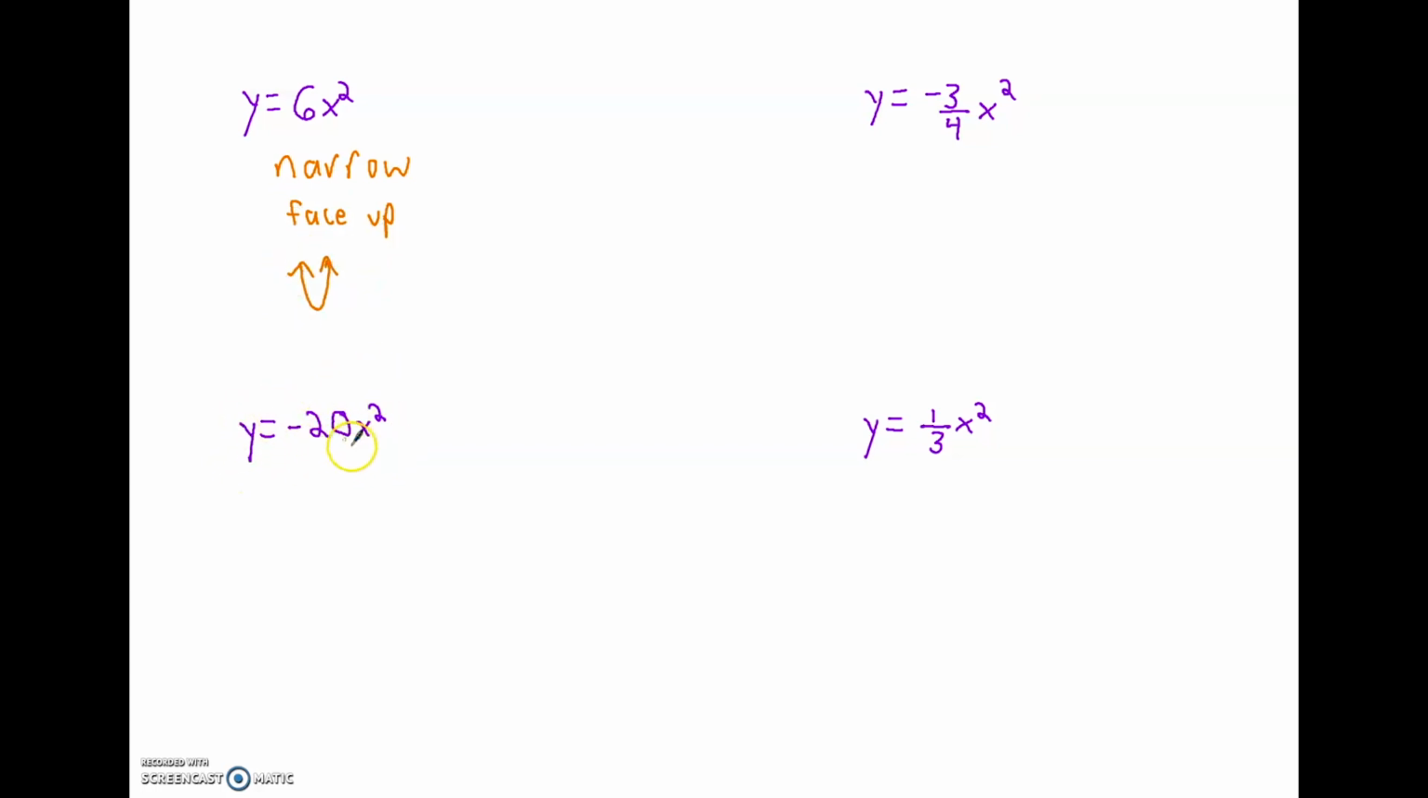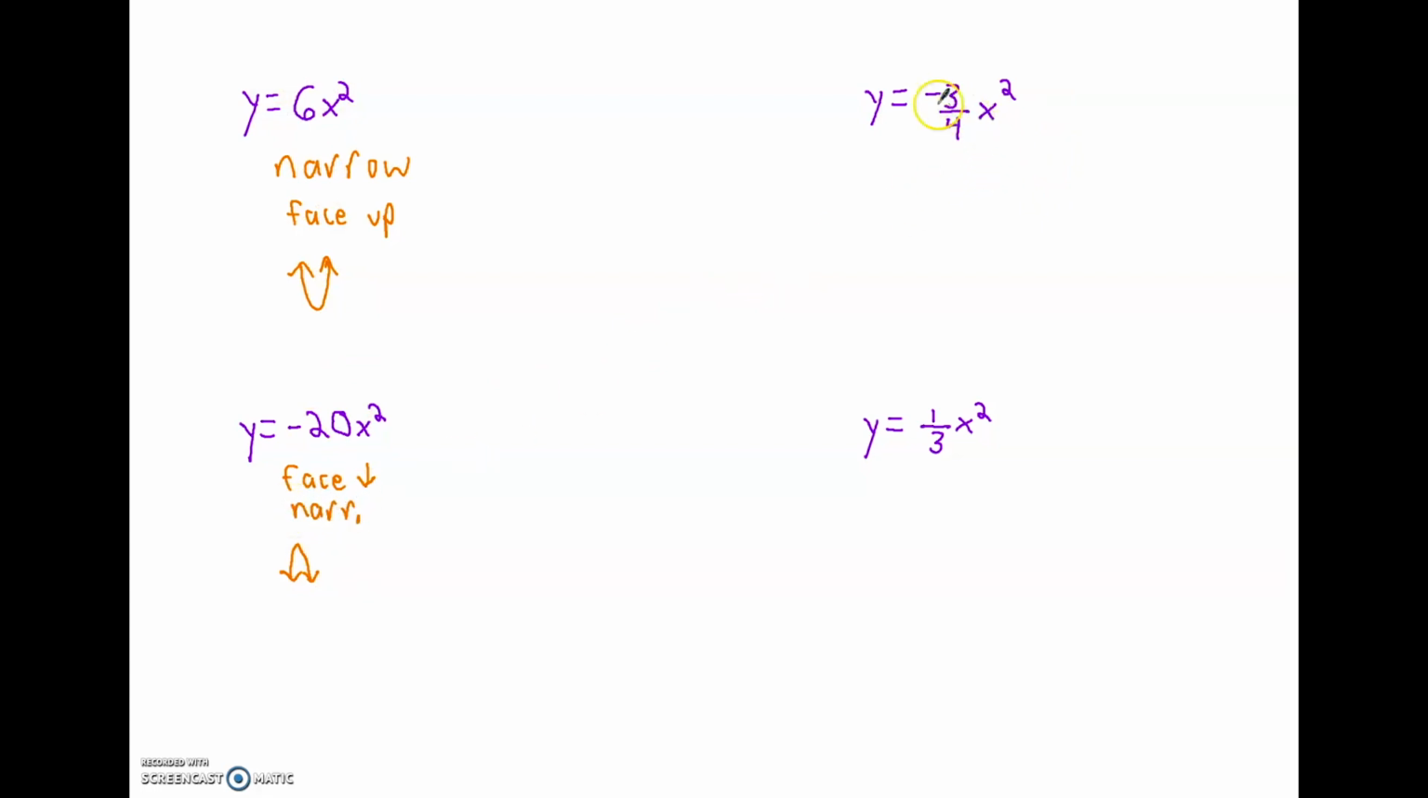y equals negative 20x squared. Well, it's negative, so we know it's going to face down, right? So that thing is facing down. And that 20 is huge, so it's going to be super narrow. I can't even draw it narrower than I drew the 6x squared. It's going to be even faster than 6x squared and facing down. Okay, I guess I'll put narrow.